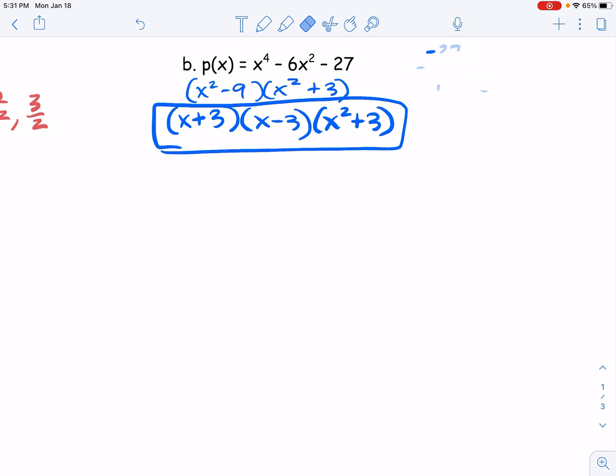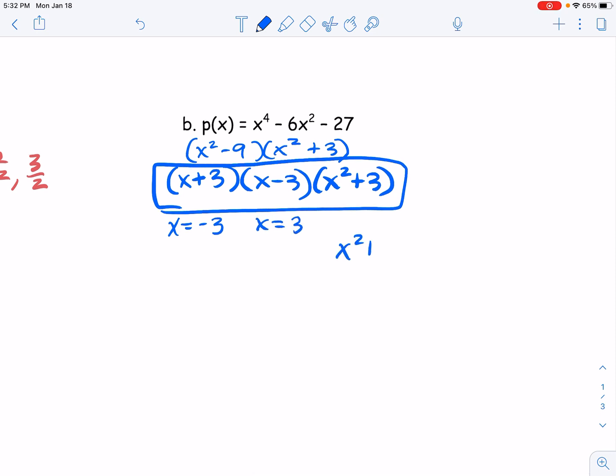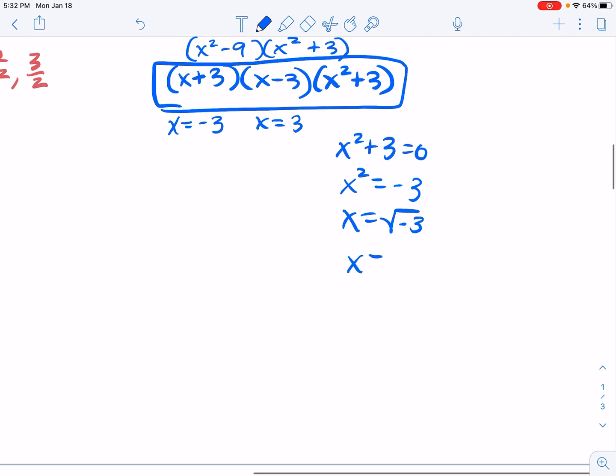So let's take it a step further, because the directions say factor completely, which is what we did, and find the zeros. Well, I know that this is a zero of -3 and this is a zero of 3. But this last one, remember we're setting this equal to 0 and solving. And what happens when you take the square root of a negative number? Plus or minus i root 3.